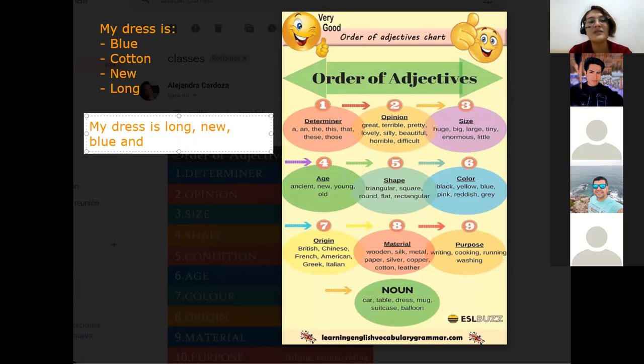¿Por qué no podemos decir solo my dress is long, new, blue, and cotton? Porque no tiene sentido, ¿verdad? Mi vestido es largo, nuevo, azul. ¿Y algodón? No. Hecho de algodón. Algo está hecho de algún material, right? So, made out of cotton.